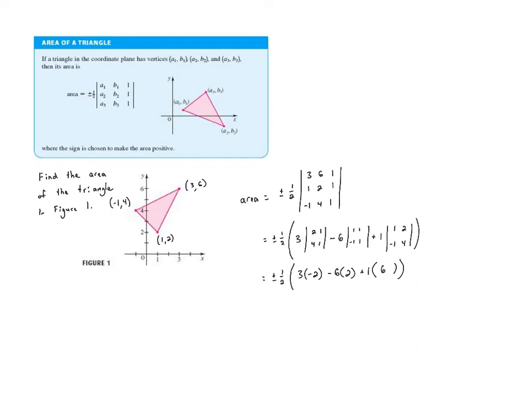So now we can do all of these multiplications inside the parentheses. We've got -6 minus 12 plus 6. The -6 and the positive 6 cancel, and so we're left with -12 on the inside. And when we multiply this, we've got plus or minus 6. And of course, we want the positive answer, so 6. And so the area of that triangle ends up being 6 units.